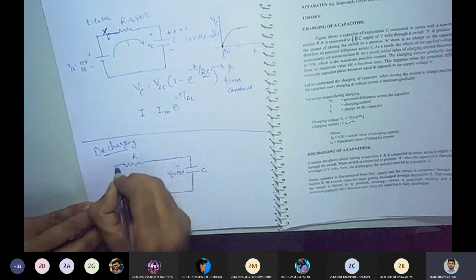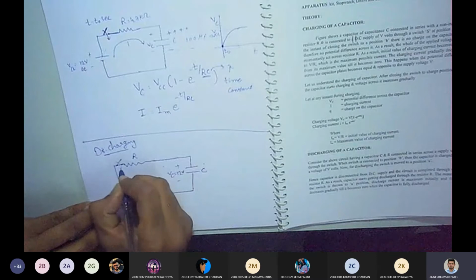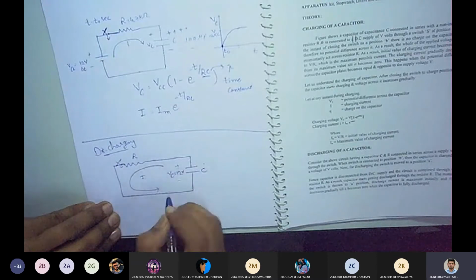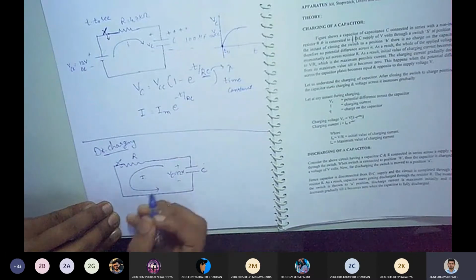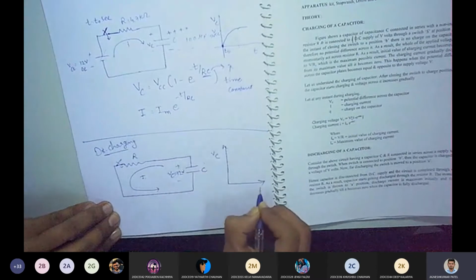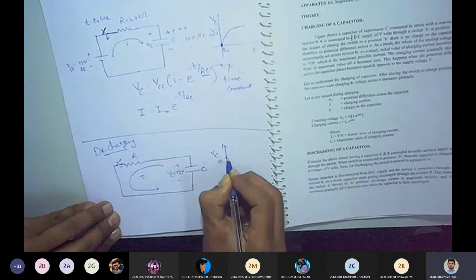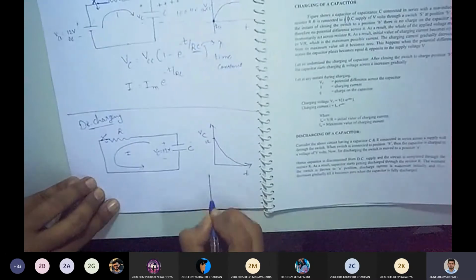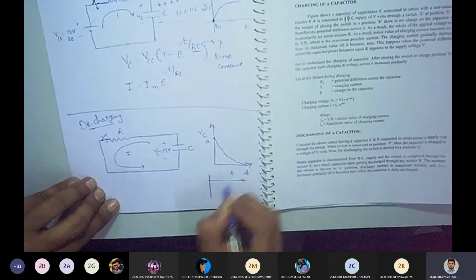But as we get the closed path, because here the switch is closed, the current is flowing in the negative direction. In the experiment also you get the negative direction of current. Ultimately your VC becomes 0. If we want to plot the curve, it is like this: initially it is 12 volts, and it exponentially decreases with respect to time. And again you get the curve for the current like this.